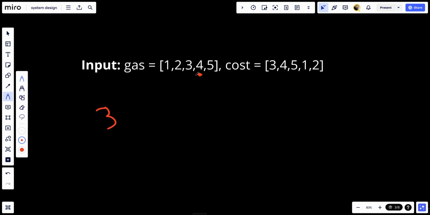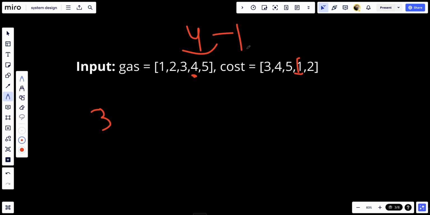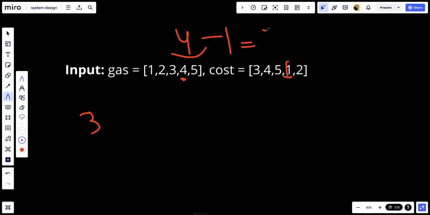And fill up 4 units of gas. After that, we right now have 4 units of gas. After that, we travel from station 4 to station 5. The cost will be 1, because we see 1 here, so it will be 1 minus 4. We will have 3.